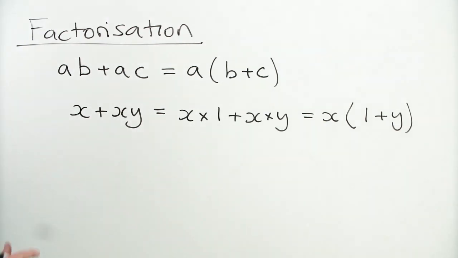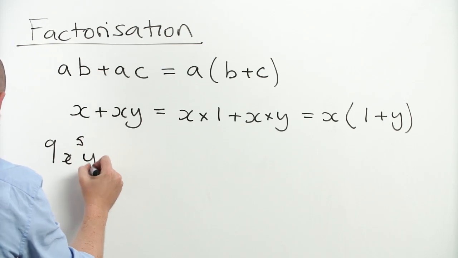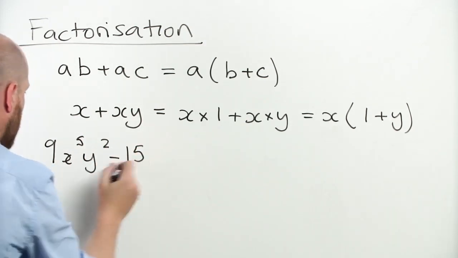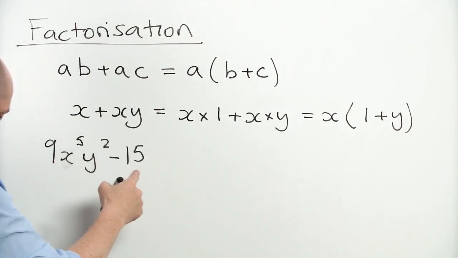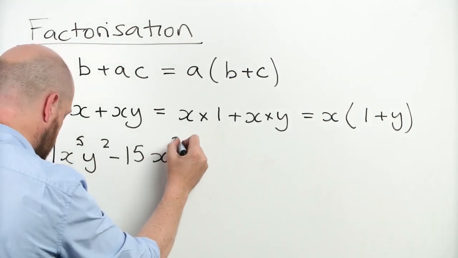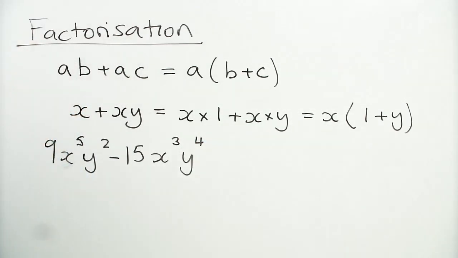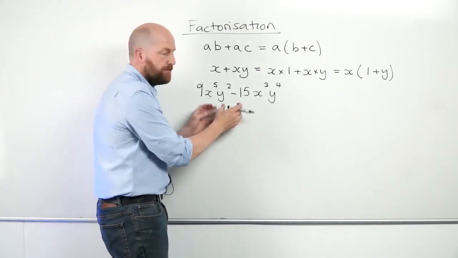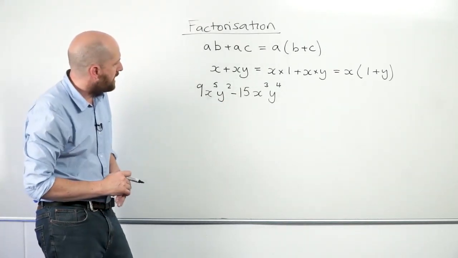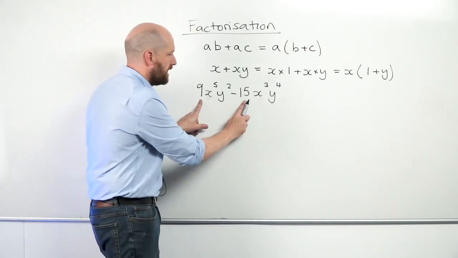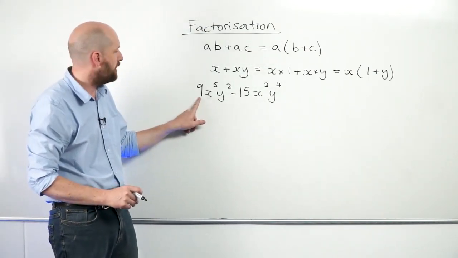Well, there are far more complicated examples. For example, I've got an expression here: 9x to the power 5 y squared minus 15 x to the power 3 y to the power 4. Now in this rather complicated expression, we've got two terms. I want to spot a common factor. So what factors have we got? Let's just look at the integers first, the 9 and the 15. There's a factor of 3 in both of these.